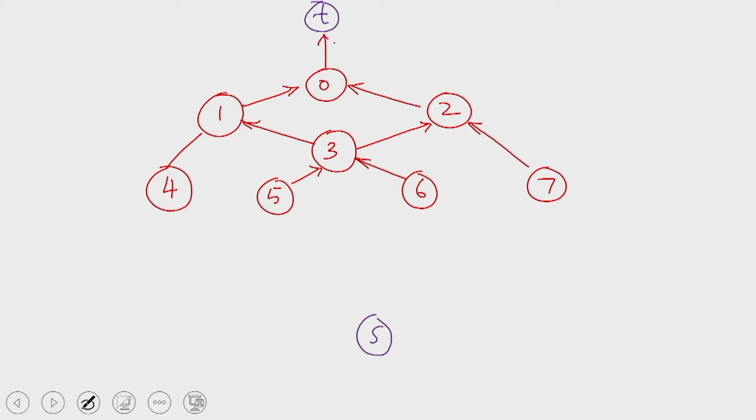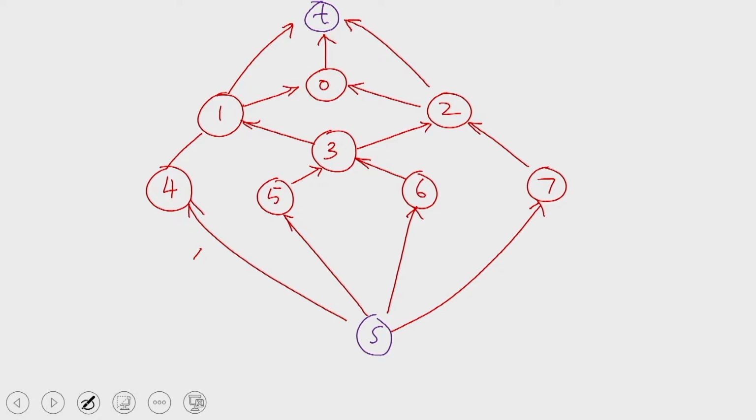From 0 we have a connection to T. From 1 we have a connection to T, that's because 1 is an AND gate. Similarly, from 2 also we have a connection to T, that's because 2 is an AND gate. S is connected to 4, 5, 6 and 7. These are the input values. And we have edges from 3 to S. 3 is an OR gate. So we have an edge from 3 to S, and we also have an edge from 0 to S. So this is the flow network that we have.